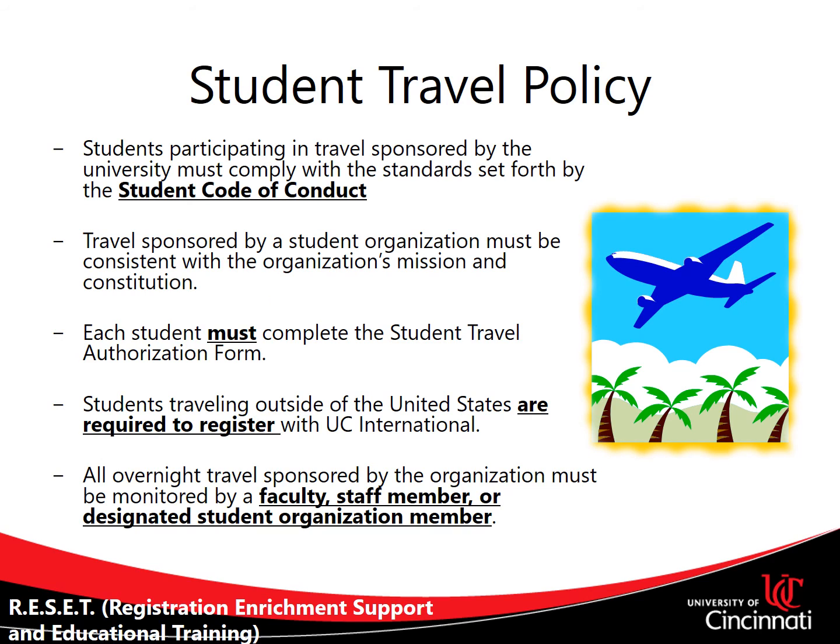All travel through your organization must comply with the Student Code of Conduct, as mentioned before. It must be consistent with your organization's mission and constitution. Every student traveling must complete the Student Travel Authorization Form. And if your organization is going outside of the United States, every student who is traveling must register with UC International. Additionally, whether your organization is traveling domestically or internationally, any overnight travel must be accompanied by a travel monitor, which can include a faculty member, staff member, or designated student organization member.